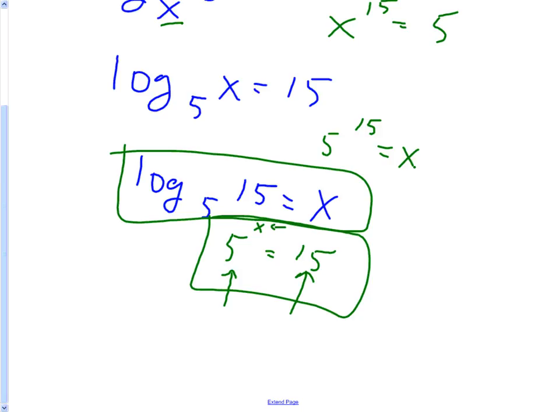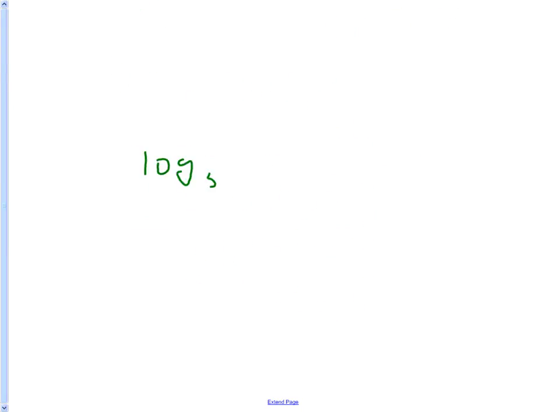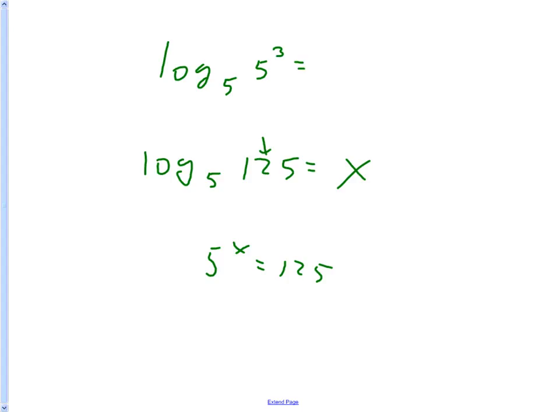All right, so let me do one more like that. Log base 5 of 125 equals x. You can do that with a base change. You could rewrite it as 5 to the x equals 125 if you wanted, or you could just rewrite it right off the bat and say, oh, that can be written as 5 to the what? 5 to the third. And then if it's log base 5 to the third, then I can use the property thing and say that that whole box is equal to 3.